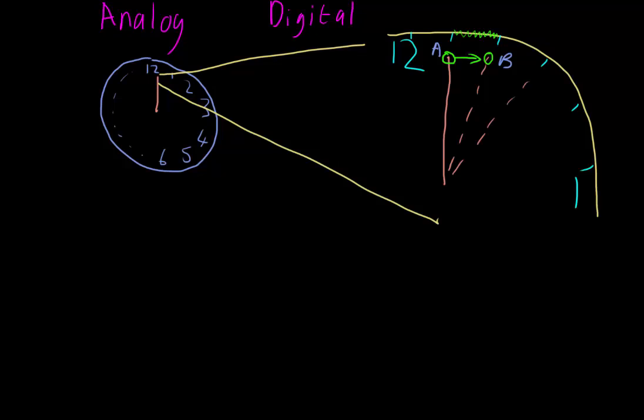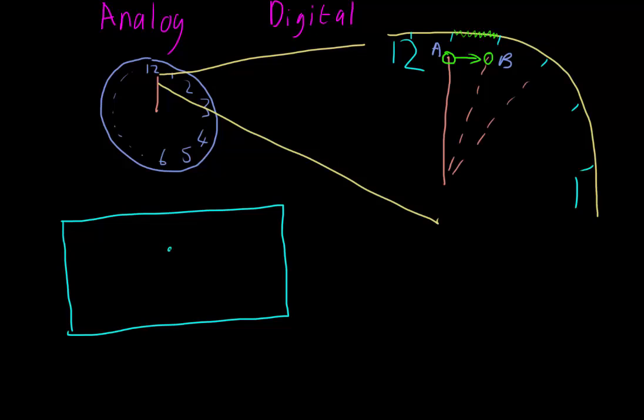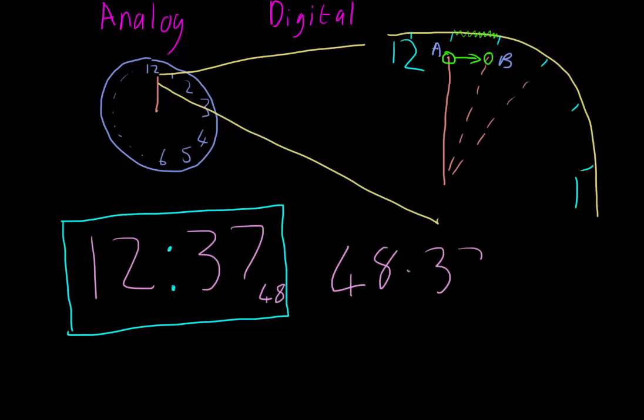Where on the flip side of this, we have digital clocks, which of course don't have hands. They just have numbers. And we might have something like this, 12, 37 in seconds down here, and 48 seconds. And then that'll go to 49 seconds, and then 50 seconds, 51, etc. But here, if we wanted to represent 48.336 seconds, we can't. There's just no way we can do that on this digital clock, because it just ticks from 48 to 49.